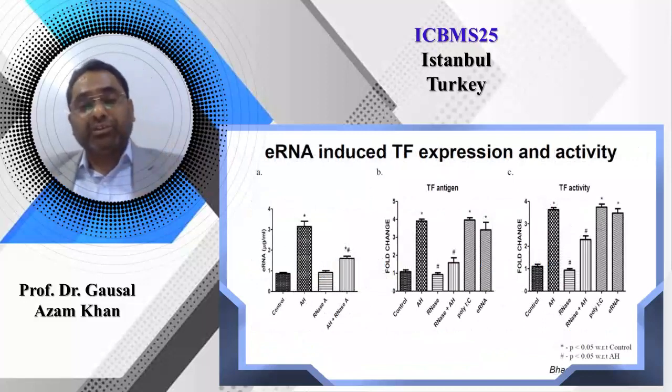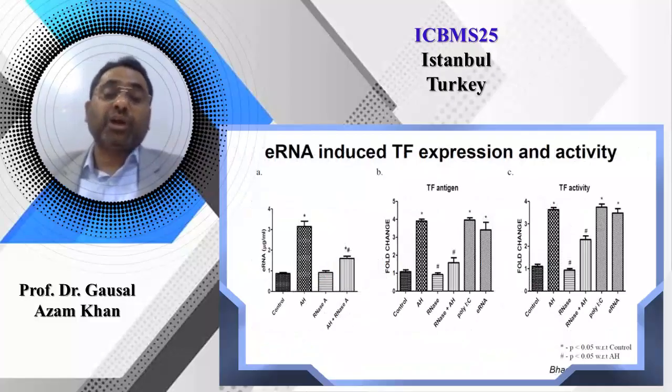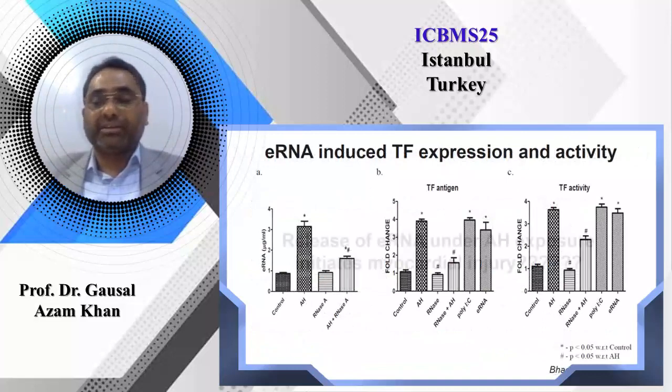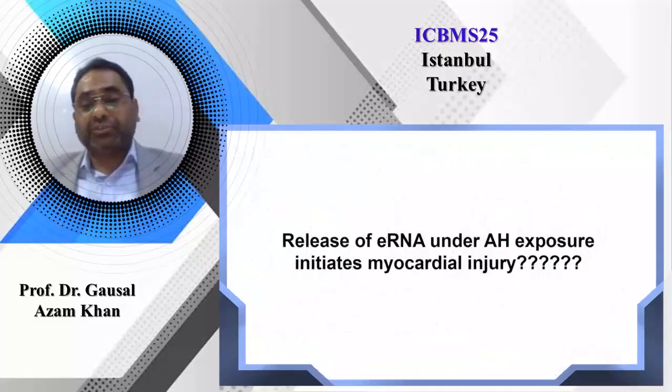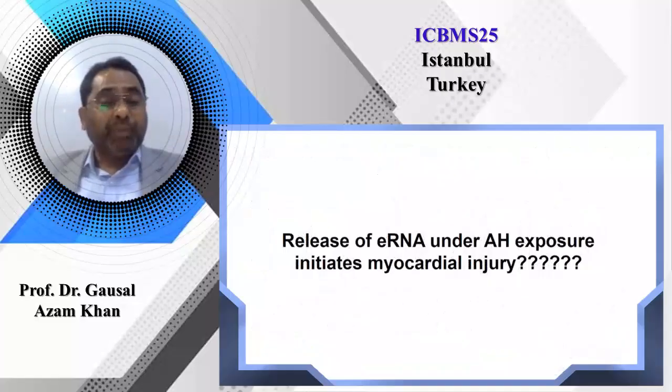We already showed that hypoxia-induced extracellular RNA activates tissue factor expression, leading to coagulation. This is the extrinsic mechanism of activation in the system, leading to thrombosis and thrombus formation. This thrombus can block the coronary artery and lead to MI. Now, the obvious question is whether this eRNA under hypoxic conditions might initiate any myocardial injury. This is a big question.